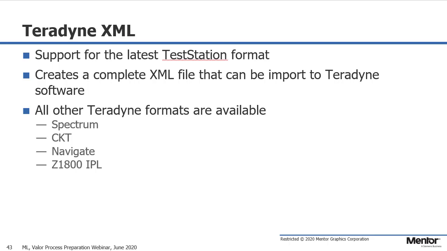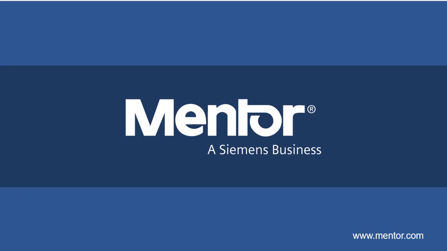Teradyne introduced a new XML format to program their range of ICT machines. Process Prep now creates this compatible XML file that delivers full information to these test systems. Process Prep supports all the prior machine formats, so the XML completes support for all recent Teradyne and Genrad testers.